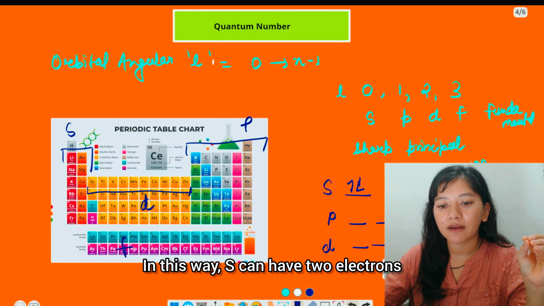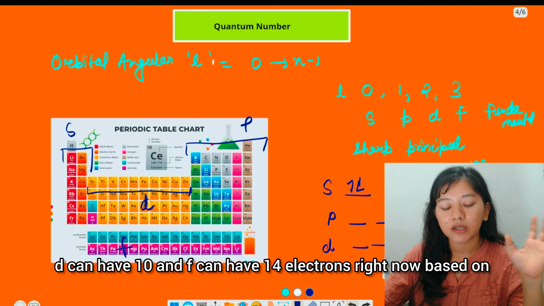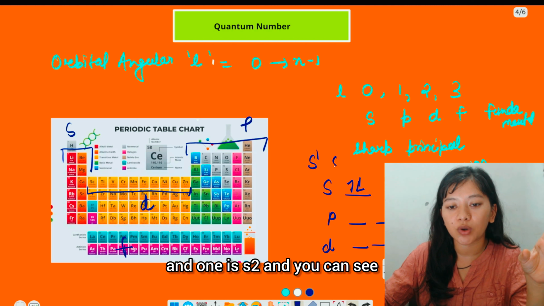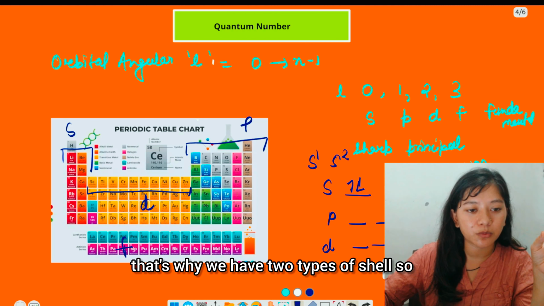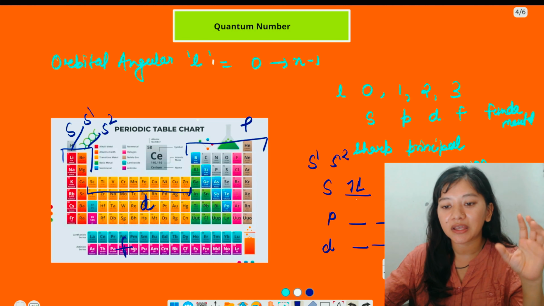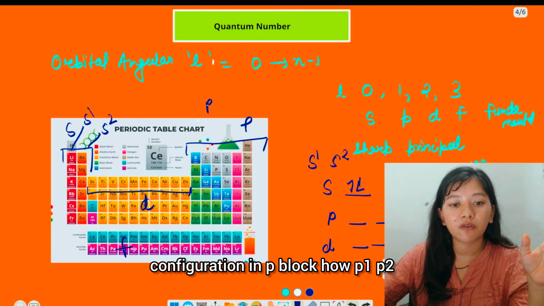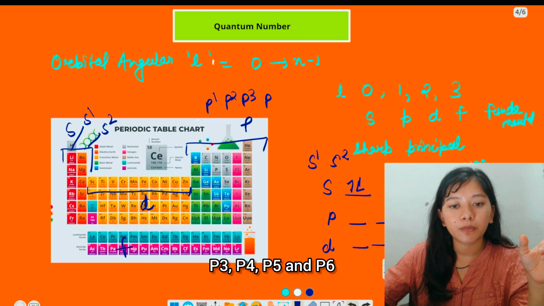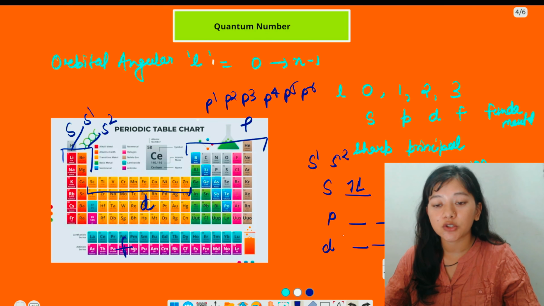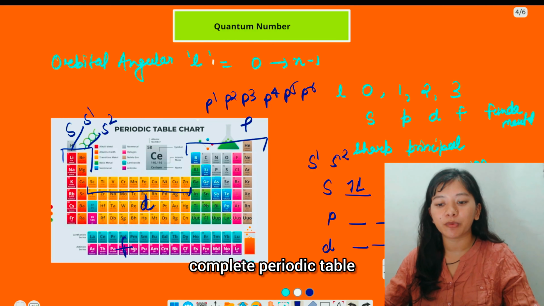In this way, S can have 2 electrons, P can have 6, D can have 10, and F can have 14 electrons, right? Now, based on that, we can have 2 types of electronic configuration for the S: one is S1 and one is S2. That's why we have 2 groups in the S block. In the same way, P can have 6 electrons, so we can have 6 types of electronic configuration in the P block: P1, P2, P3, P4, P5 and P6. The same works for D and F also. So based on that, we have a total of 4 blocks in the complete periodic table.